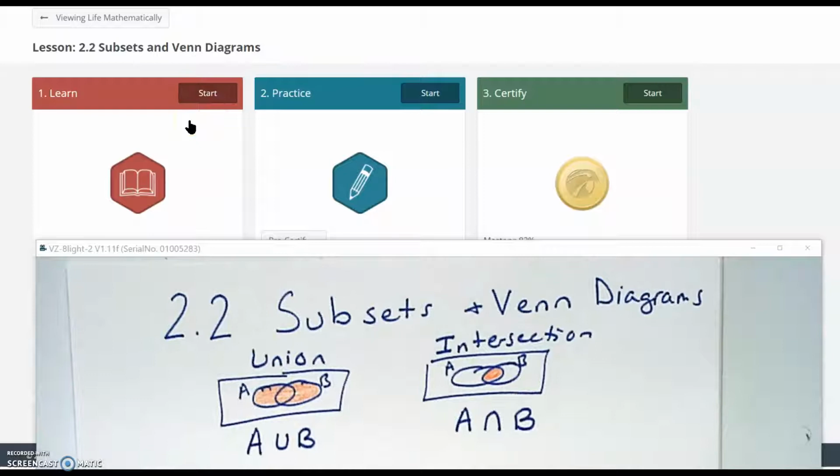So before you start doing practice or certify, make sure that you go through the Learn mode, watch the videos, read the stuff, and take notes of stuff that feels important. And then when you get into the practice mode, highlight the things that you ended up using, because those are the things that will end up going onto your sheet for when you take your exams. So we're going to go ahead and do a problem.